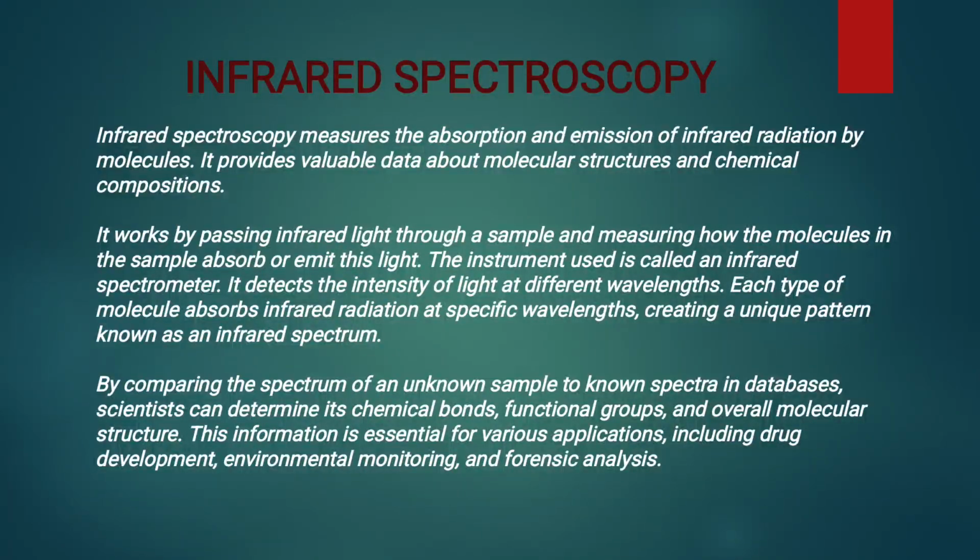It works by passing infrared light through a sample and measuring how the molecules in the sample absorb or emit this light. The instrument used is called an infrared spectrometer. It detects the light intensity at different wavelengths. Each type of molecule absorbs infrared radiation at specific wavelengths, creating a unique pattern known as an infrared spectrum.